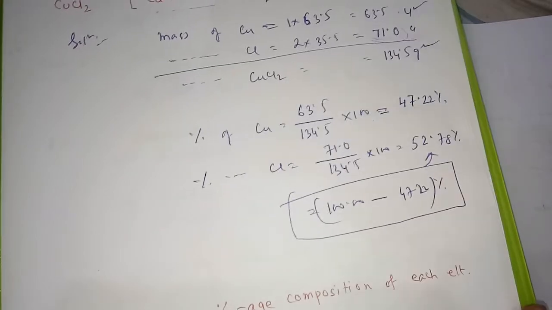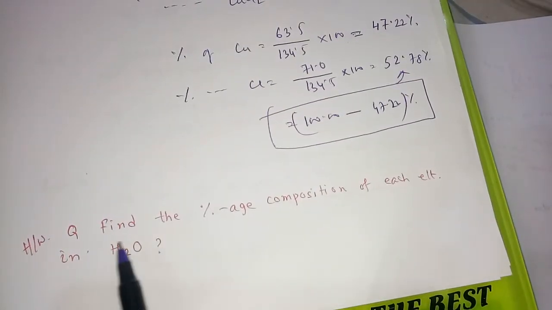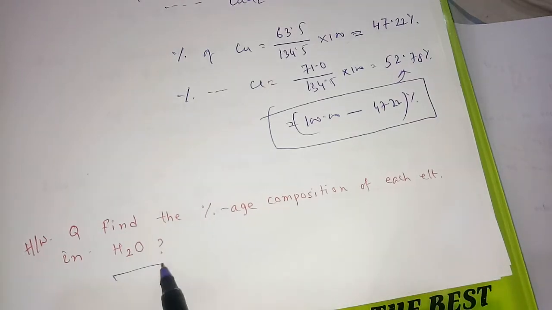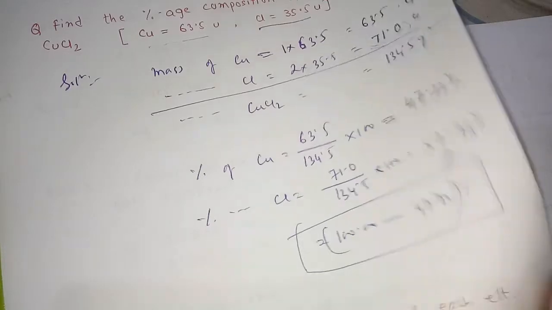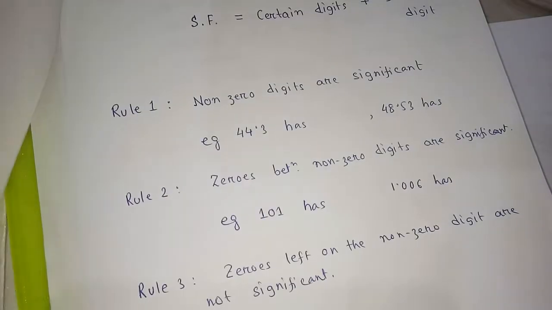So similarly, student, you have to solve one problem. Find the percentage composition of each element in water. Try to find out the percentage composition of each element in water. Similarly, you can find it out. So let's move to the next page.